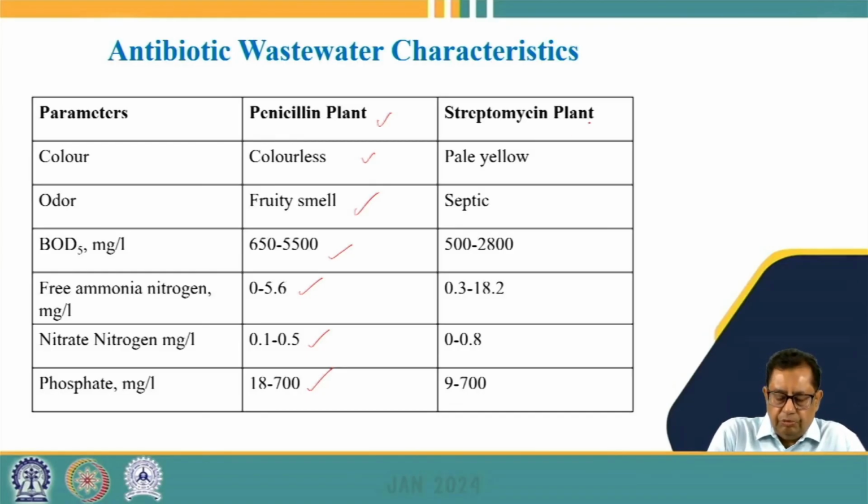If we talk about the streptomycin plant, we find that the color may be pale yellow and the odor may be a septic odor. Similarly, the BOD5 concentrations are also high, ranging from 500 to 2800 milligrams per liter. We can have free ammonia ranging from 0.3 to 18.2 milligrams per liter. Nitrate nitrogen is also there, which is nearly 0.8 milligrams per liter. And phosphates are also found in the wastewater of the antibiotics produced from the streptomycin plant, which may vary from 9 to 700 milligrams per liter.